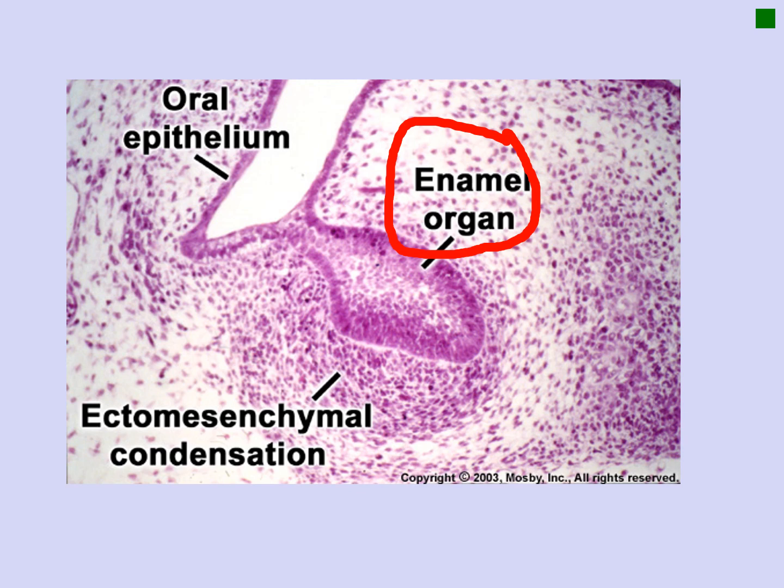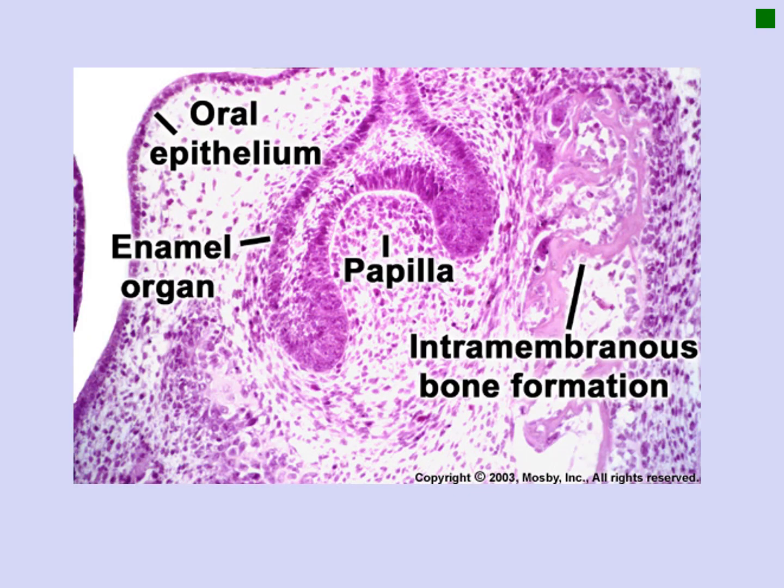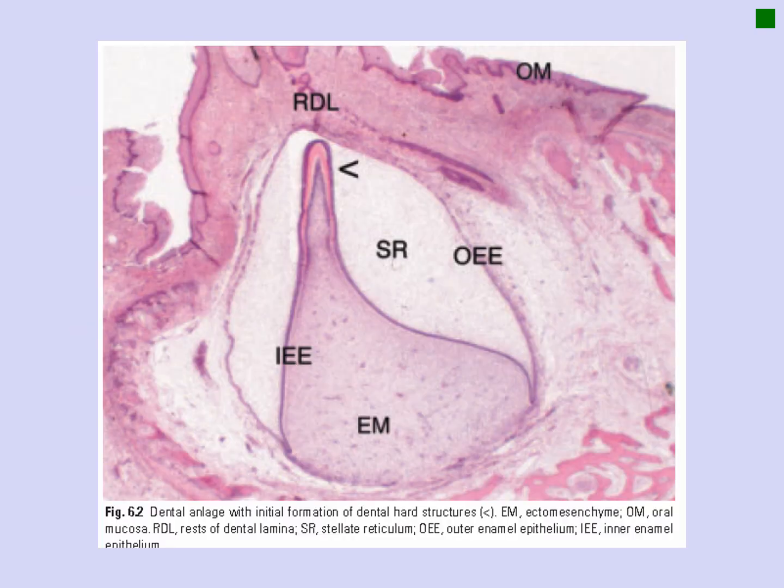And you're seeing the ectomesenchymal condensation over here, which is the bud stage, right? And this is how it invaginates from the oral epithelium as part of the initial stage, right? This is the cap stage, right? Wherein you are able to appreciate the oral epithelium, the enamel organ, and the bone around, right?